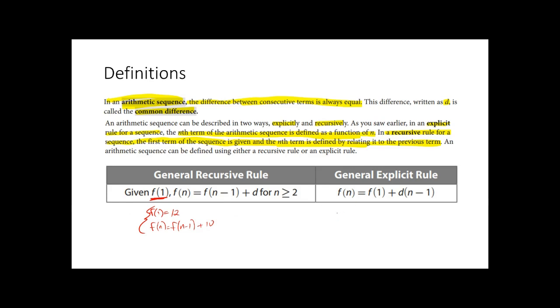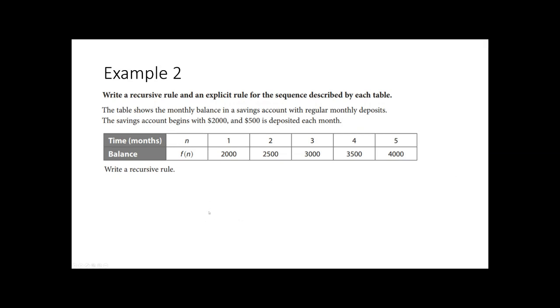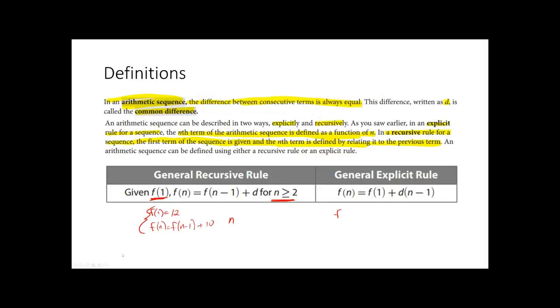Now, for the explicit rule, don't forget to state that n is greater than 2, because now you're stating that we're going beyond just 2 or 3 numbers. Okay, going back to explicit, f of n equals our first term, which was 12, plus our difference, which was $10, times n minus 1. And this would be explicit.